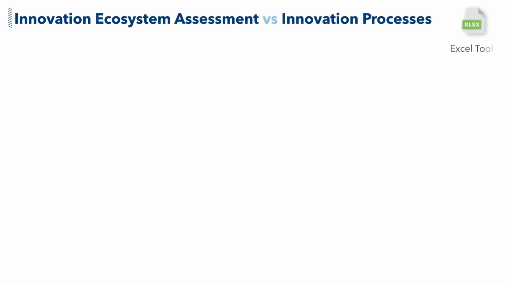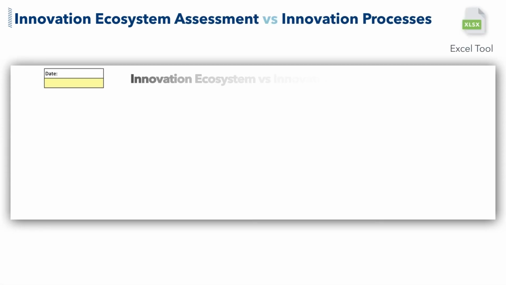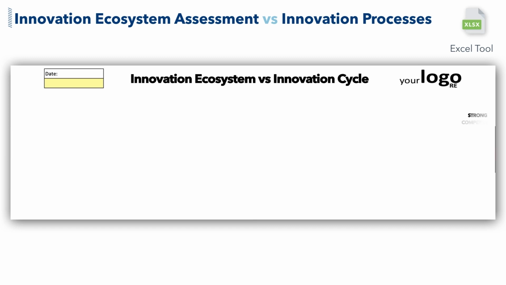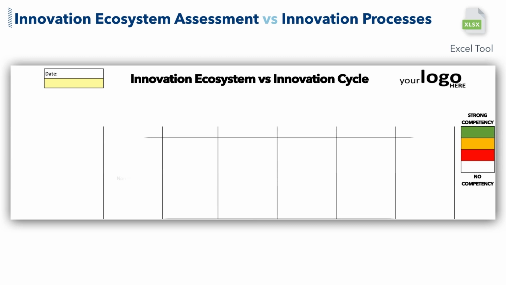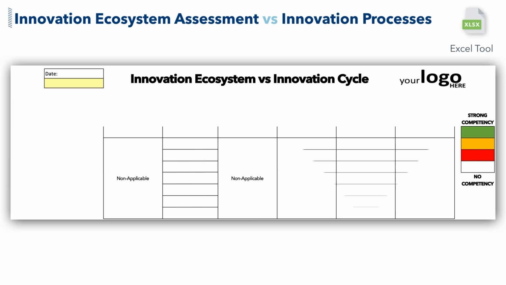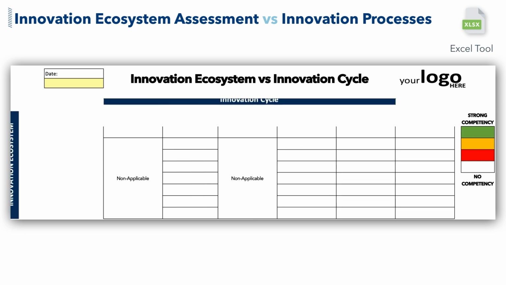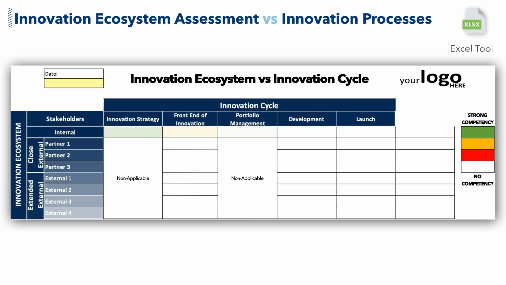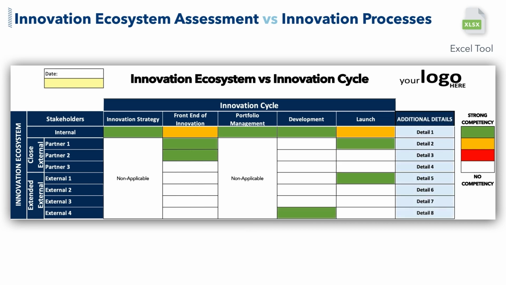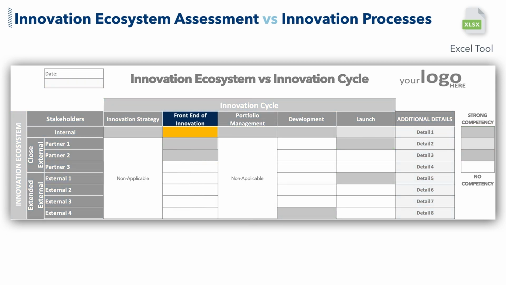This tool is a variant from the previous 2. In this case, competencies are evaluated based on the components of an innovation system or innovation cycle. Thus, external stakeholders are identified based on their potential contribution to specific activities. In this example, the innovation strategy is tackled internally. However, when it comes to the front end of innovation, 2 partners are needed.